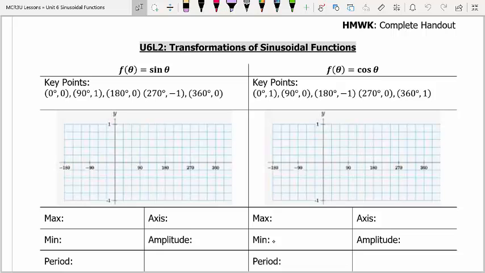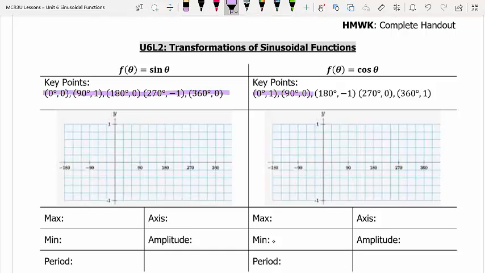Unit 6, Lesson 2, Transformations of Sinusoidal Functions. Recall from our last lesson that we now know how to graph sin x and cos x using key points. Anytime you're asked to graph sin x or cos x, these are the only points that you need to know. I know the table of values in our last lesson had a bunch of points, but remember you only need a few points in order to see the trends in the shape of the graph. So these are the important ones to plot.